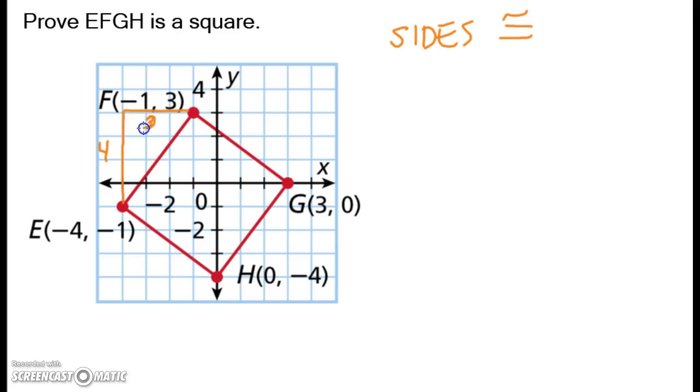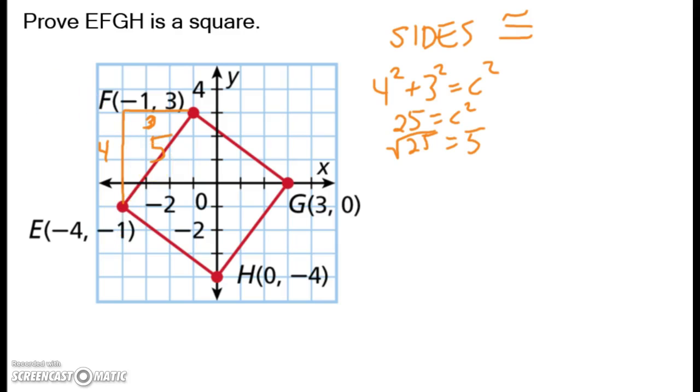If I do a squared plus b squared equals c squared, I do 4 squared plus 3 squared equals c squared. 4 squared plus 3 squared is 25. And then you take the square root, and the square root of 25 is 5. So that tells me that this side of the square is 5. I could do the same thing on all of these sides.